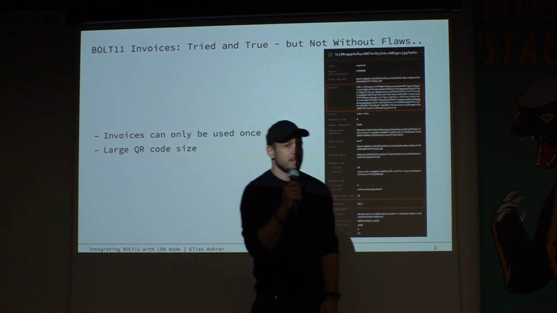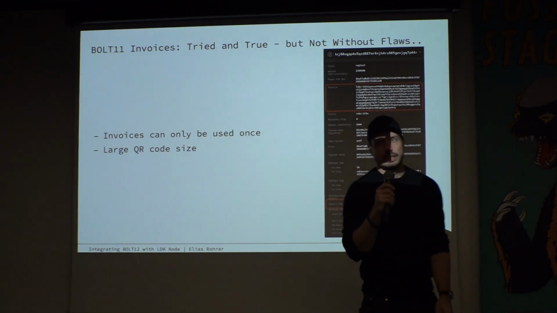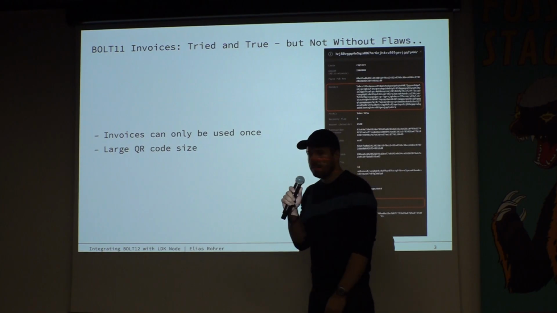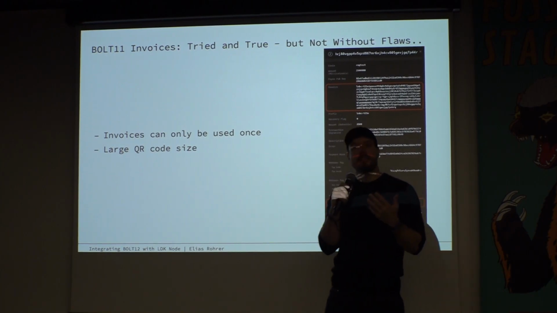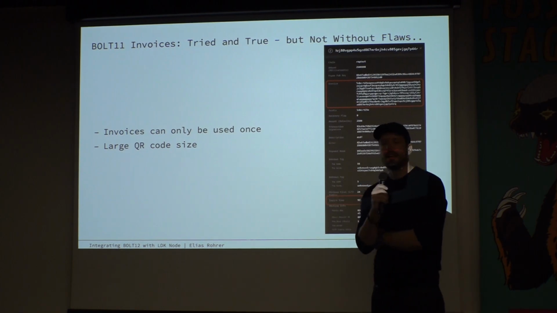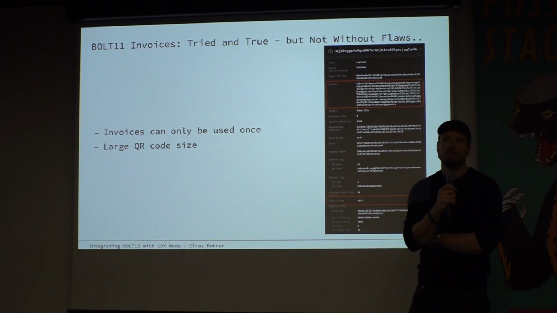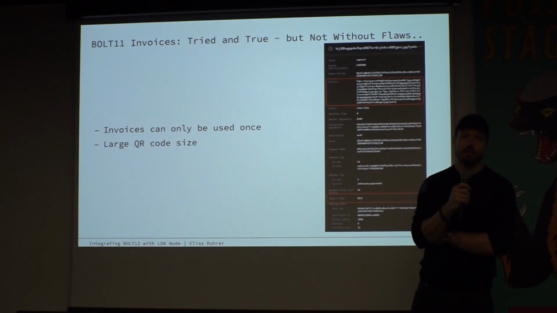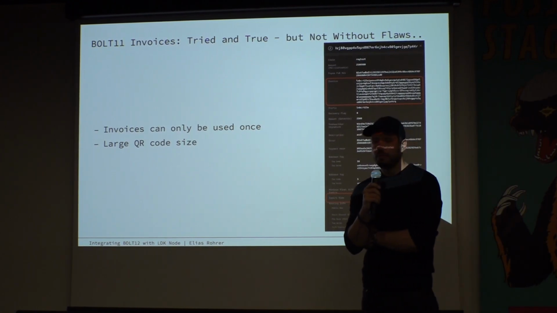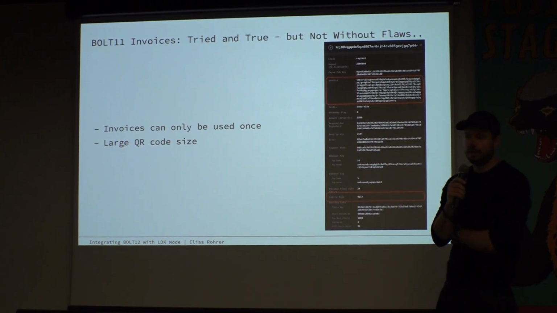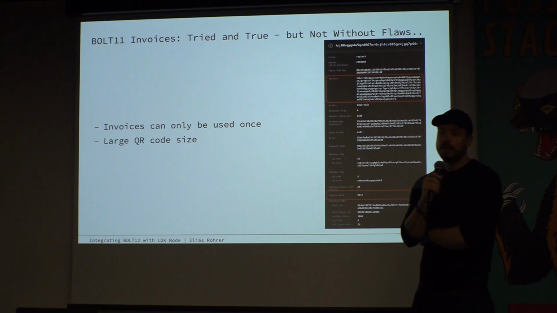But everybody is aware of the flaws that BOLT11 invoices have. In particular, they have this interactivity requirement. If you want to pay a friend, you always have to ask them first, hey, can you send me an invoice? Because they're not reusable. And this is annoying, always asking somebody, hey, please send me an invoice. I want to send you some money.